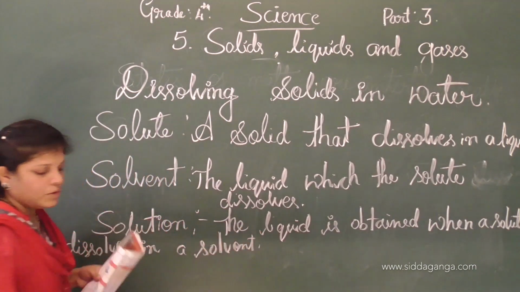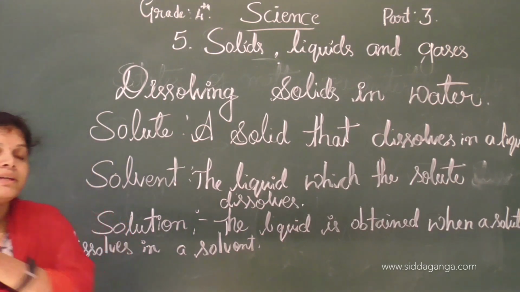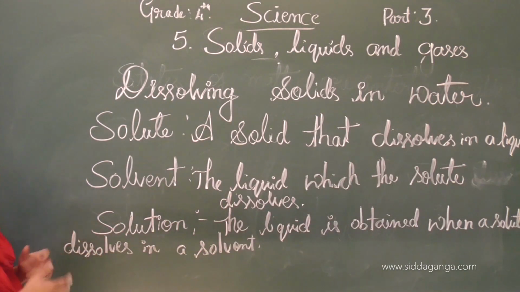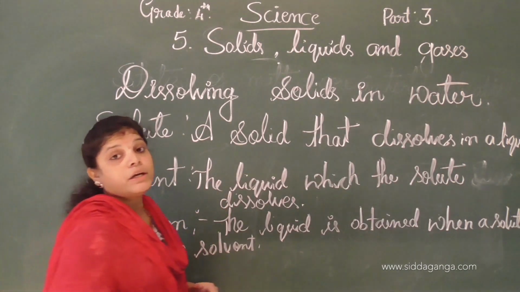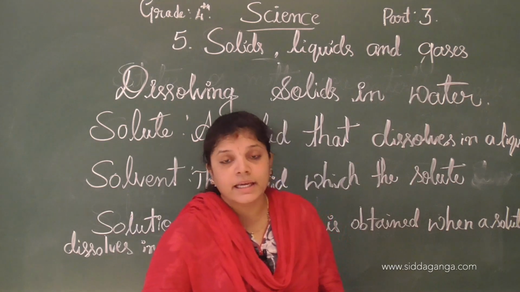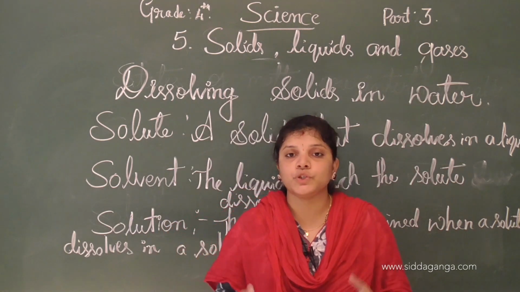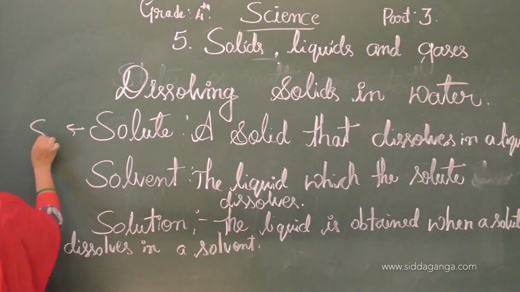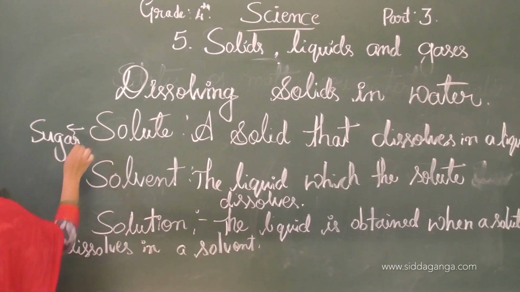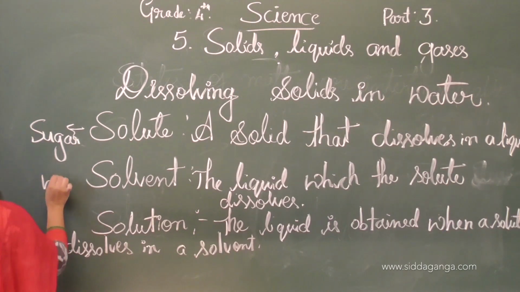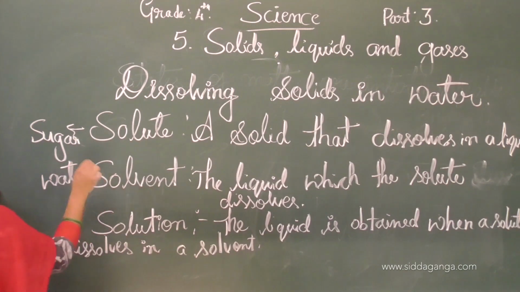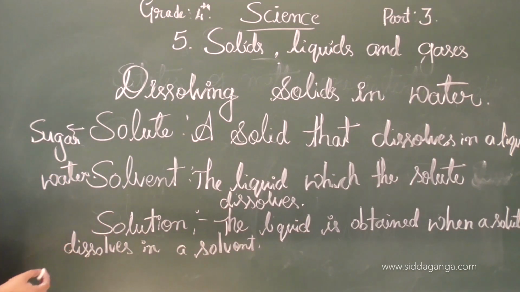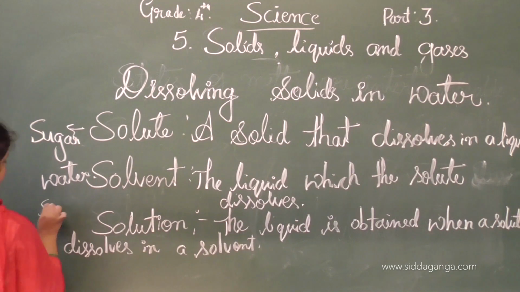This liquid is called what? Solution. Solution means the liquid obtained when a solid dissolves in a solvent is called what? Solution. Here the solute is sugar. See, in this activity I took sugar as the solute. Okay, and the solvent is water. And the solution is the syrup, the solution of this sugar and water.